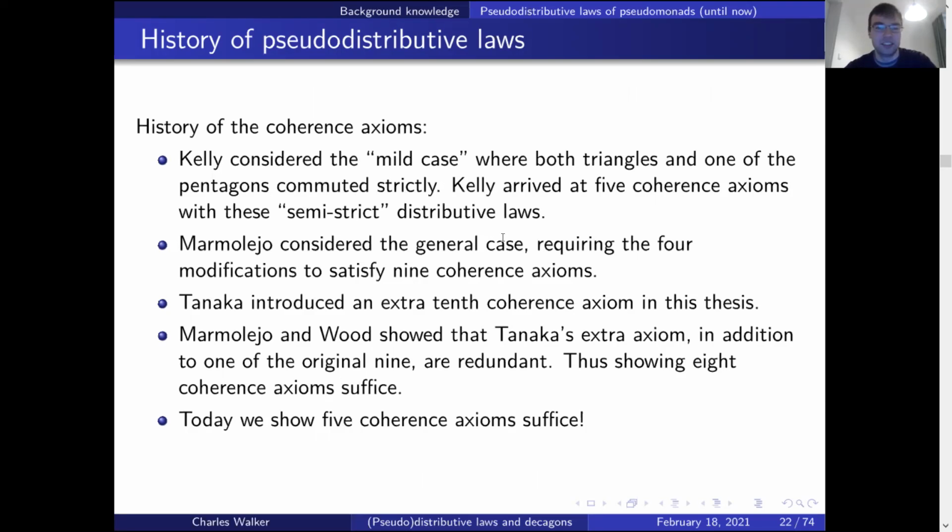Then Marmolejo considered the general case with the 4 modifications, and he found 9 coherence axioms for these. Then in Tanaka's thesis, he introduced an extra 10th coherence axiom. Then Marmolejo and Wood showed that both Tanaka's extra axiom, in addition to one of the original 9 axioms that Marmolejo had, are redundant. That's showing that 8 coherence axioms suffice.